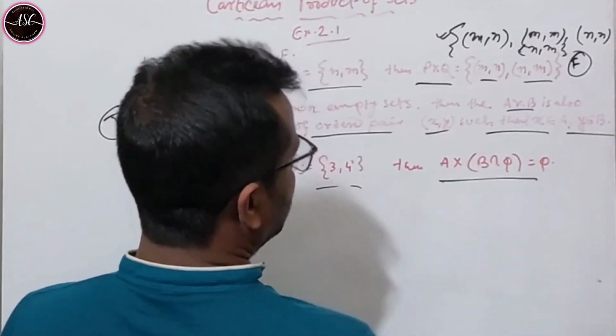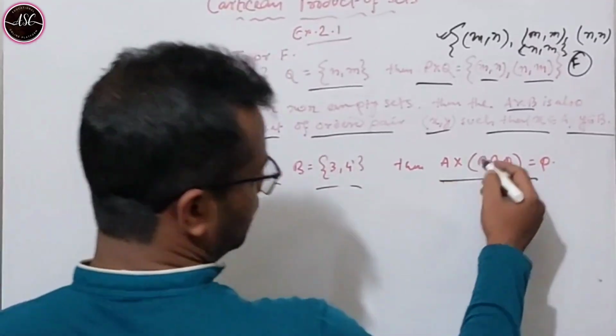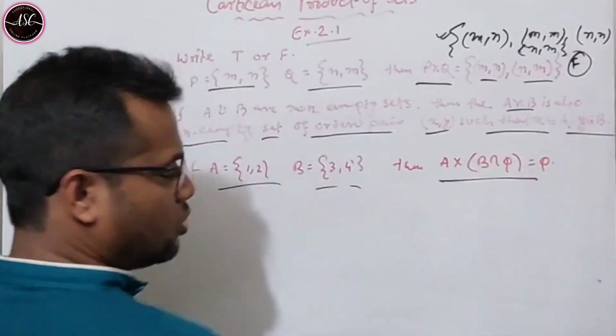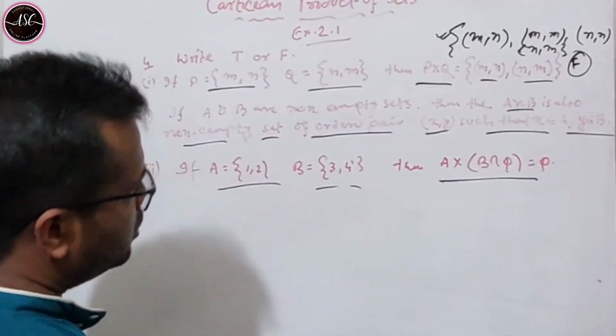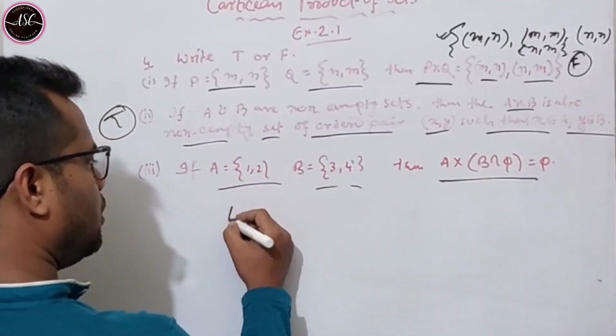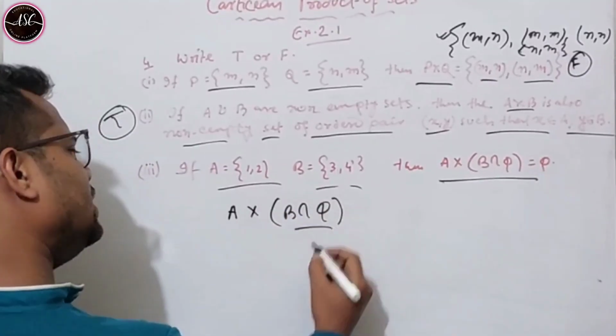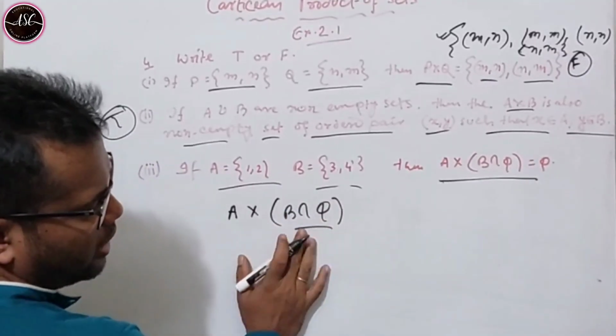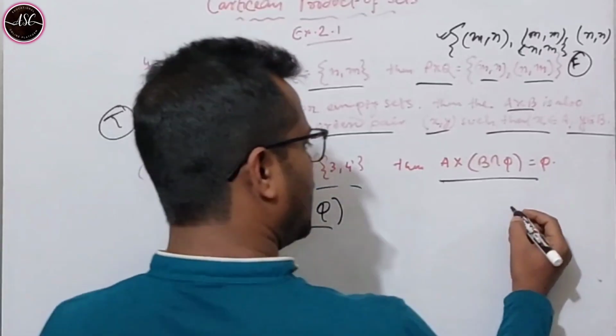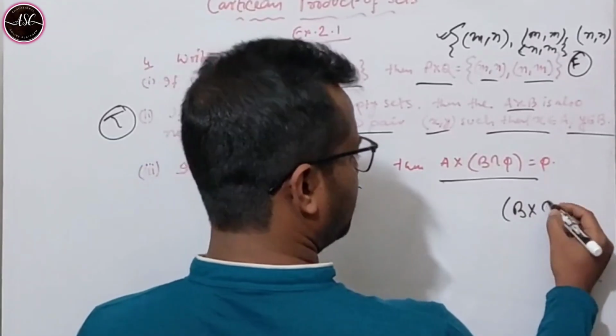Now A equal to {1, 2}, B equal to {3, 4}. Then A cross (B intersection phi) equals phi. Now, for this equation, firstly we will find B intersection phi.